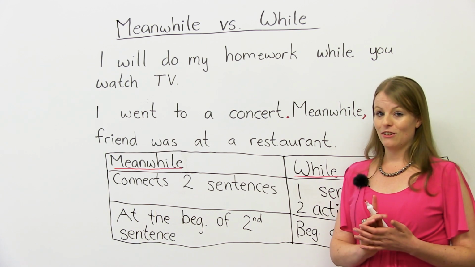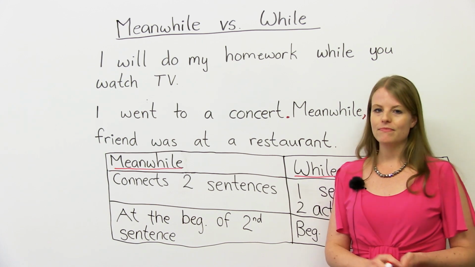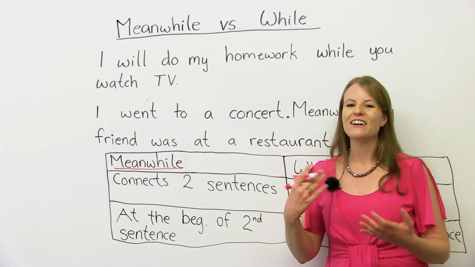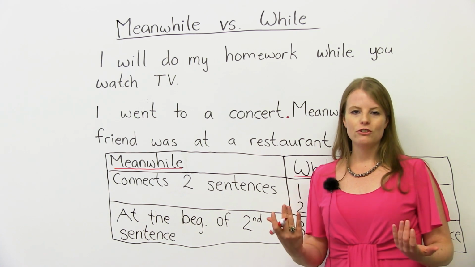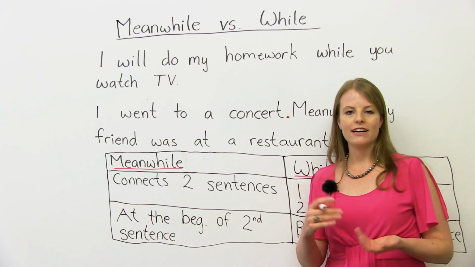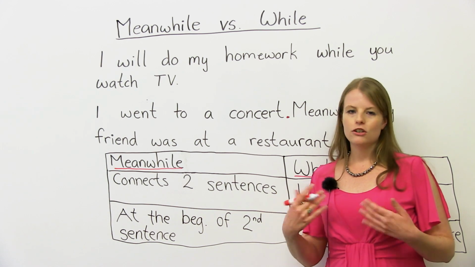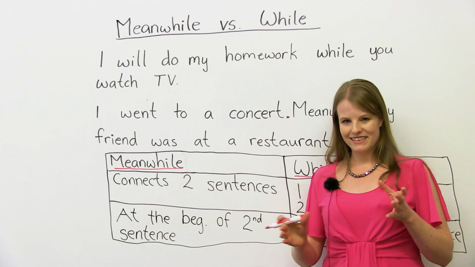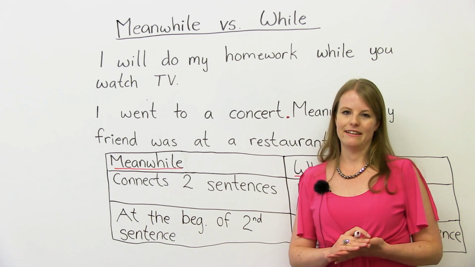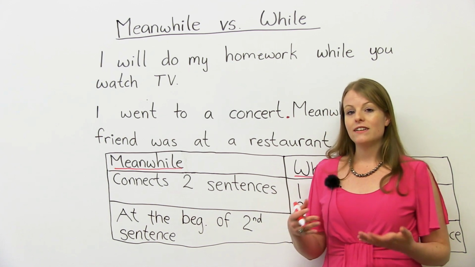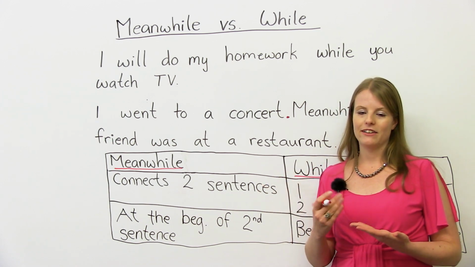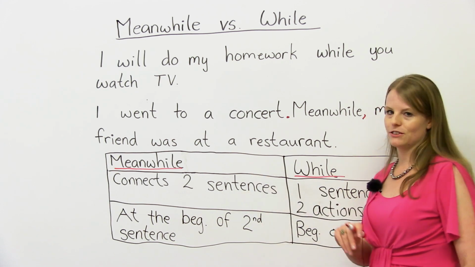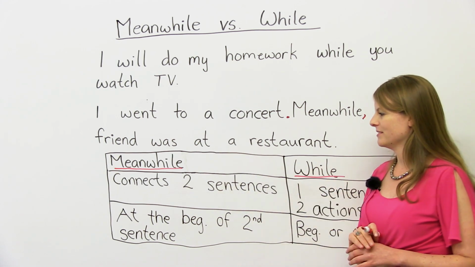Okay. So let me explain some of the differences. Both of these, while and meanwhile, have a very similar meaning. You use them when two things, two actions, are happening during the same time, at the same time. So the difference is really in how we construct the sentence. If you look at my chart here, I have while versus meanwhile.